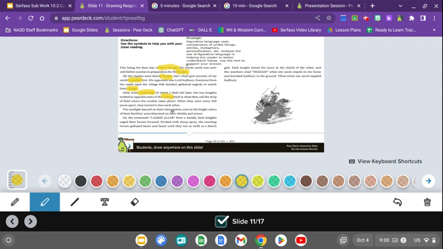The sunlight danced on their shiny helms, and on the bright colors of their familiar arms blazoned on their shields and armor. On the command, "Laissez aller!" from a herald, both knights urged their horses forward. Pricked with sharp spurs, the snorting horses galloped faster and faster until they ran as swift as a March gale. Each knight aimed his lance at the shield of the other, and the watchers cried, "Huzzah!" when my uncle stayed on his horse and knocked Sudbury to the ground. 3 times my uncle toppled Sudbury.